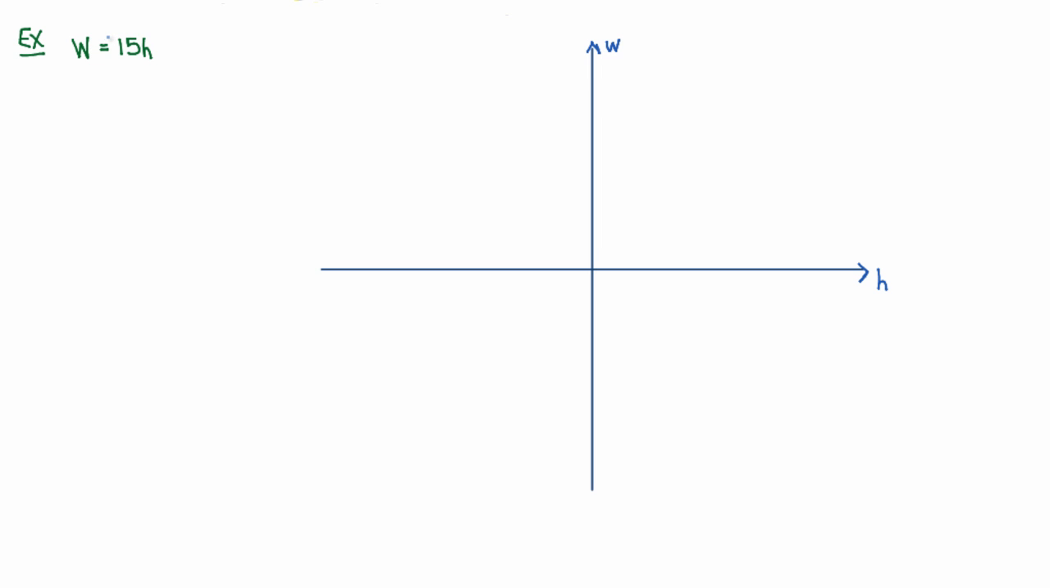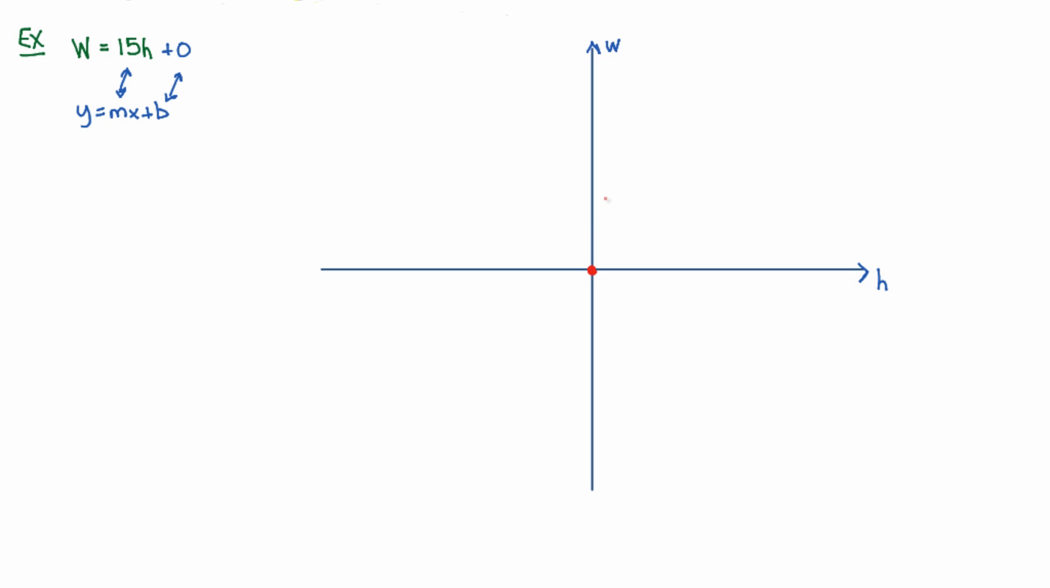The output variable we're going to call W, the input variable we'll call H, and if you graph this, you can either build a table, or you can notice that this is of the form y equals mx plus b, the slope-intercept form, where in this case b is 0. So in other words, our y-intercept is at 0. I'll go ahead and plot that. And our slope is 15. So that means that I would rise 15 and run 1.